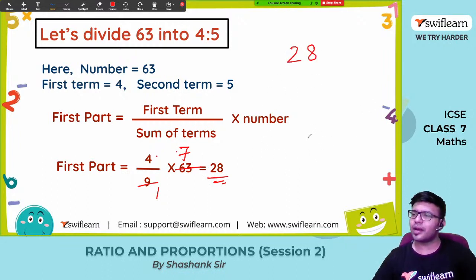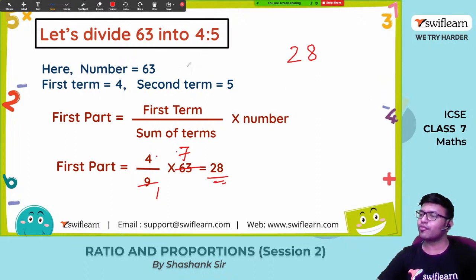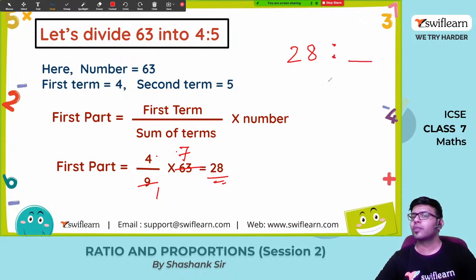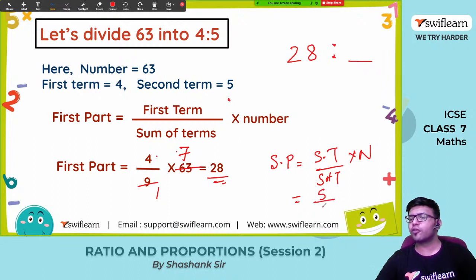You can use the formula to find the second term, or you can directly subtract from 63 also. That will also give you the answer. So 63 minus 28, you will get the other part, or you can still use the formula: second part is equal to second term divided by sum of terms into the given number. The second term is 5, sum of the terms is 9, and the given number is 63. So 9 7s are 63, 7 times 5 is 35. 35 is the answer.